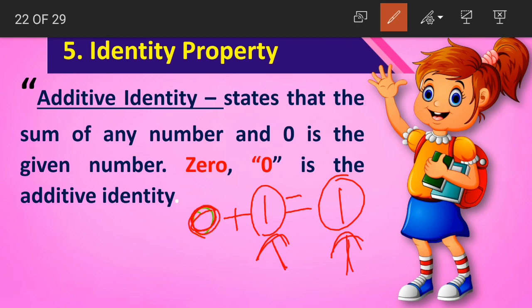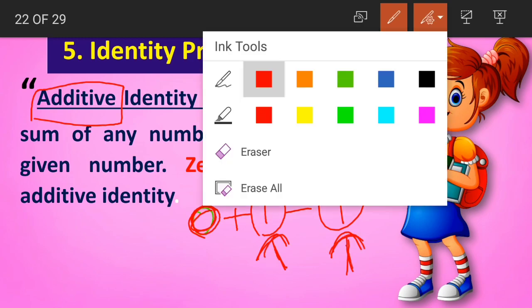So 0 is called as the additive identity. 0 is called what? 0 is called the additive identity. Because when we add 0 to a given number, its identity will not change and it will give us the same number back. We added 1 to 0, so we got the same number, right?